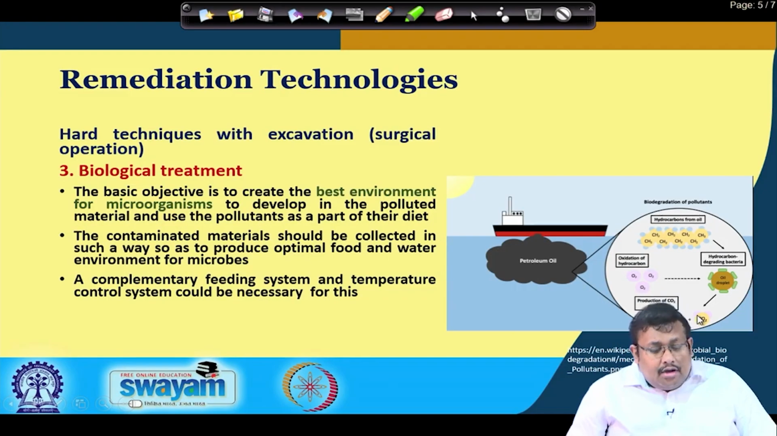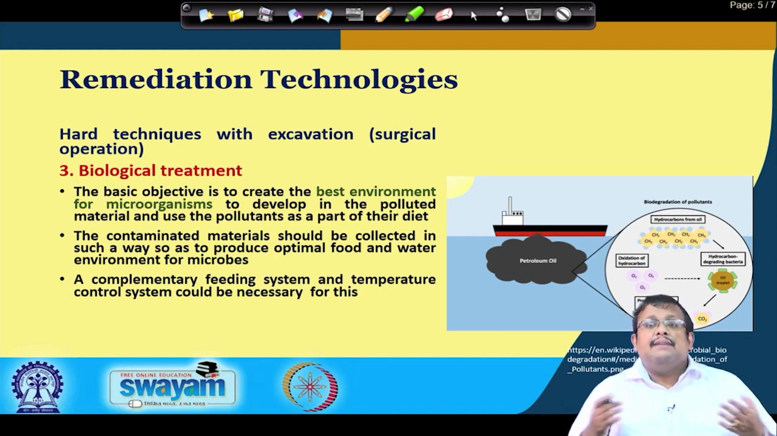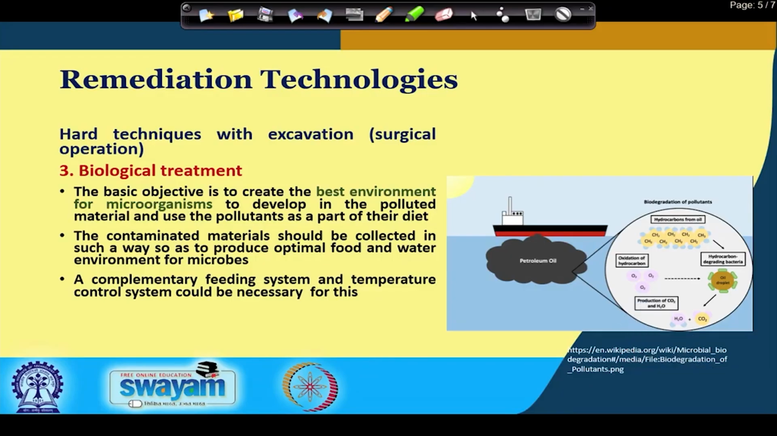So, remediation technologies, also hard technologies. An example of hard technologies is biological treatment or bioremediation. The basic objective is to create the best environment for microorganisms to develop in the polluted materials and use the pollutant as part of their diet. The contaminated material should be collected in such a way as to produce an optimal food and water environment for the microbes, and a complementary feeding system and temperature control system could be necessary for this.